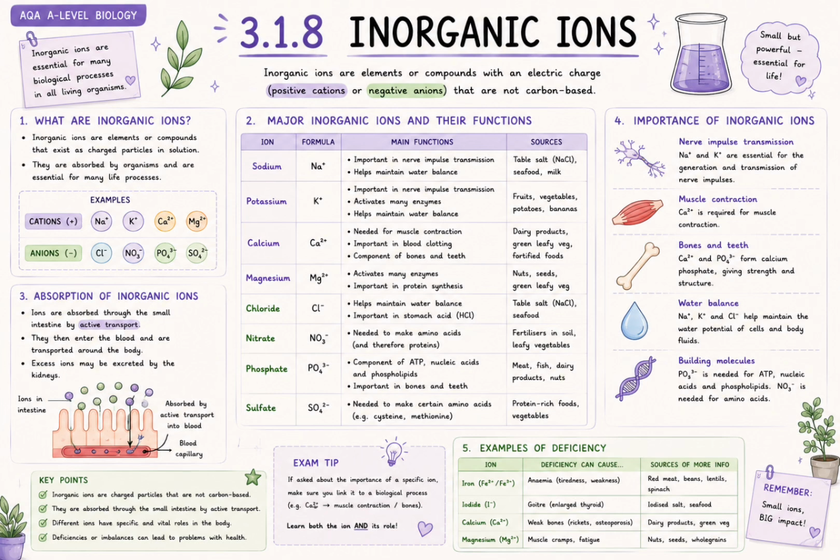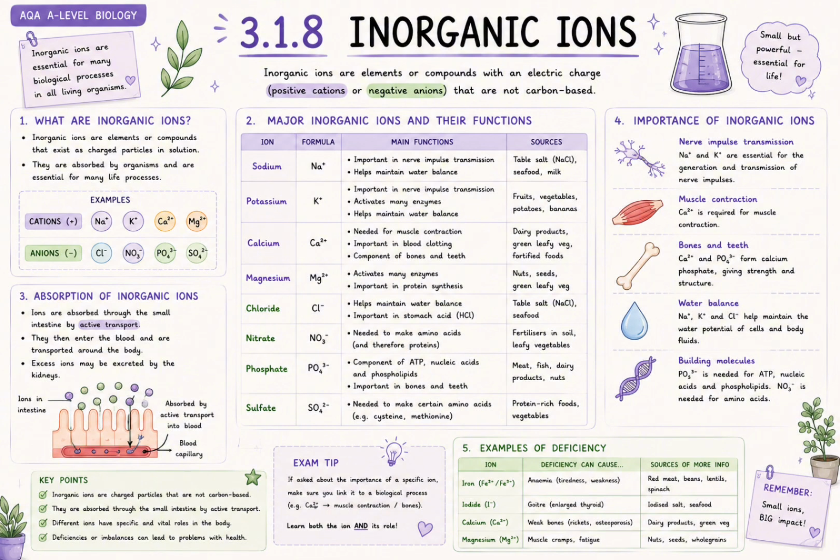Some common cations include sodium, potassium, calcium, and magnesium ions, while important anions include chloride, nitrate, phosphate, and sulfate ions. Each ion has specific biological functions. For example, sodium and potassium ions are essential for the generation and transmission of nerve impulses. They help establish electrochemical gradients across cell membranes, allowing neurons to communicate rapidly and efficiently. Calcium ions are extremely important in muscle contraction and blood clotting, and they also contribute to the strength of bones and teeth through calcium phosphate formation.